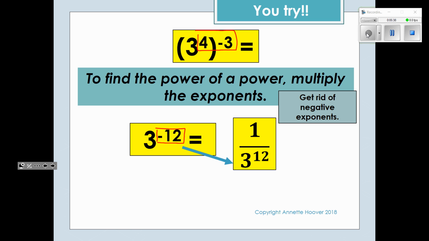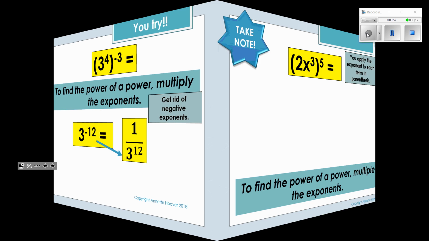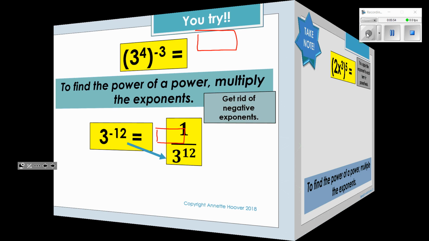If it's downstairs, move it upstairs, from the numerator to the denominator or the denominator to the numerator. So all we do is move that downstairs. And when you do that, instead of a negative exponent, you now have a positive exponent. So our final answer would be 1 divided by 3 to the 12th power.